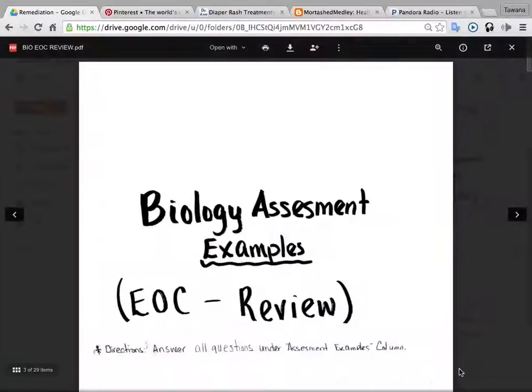We are going to be looking at the biology assessment examples.